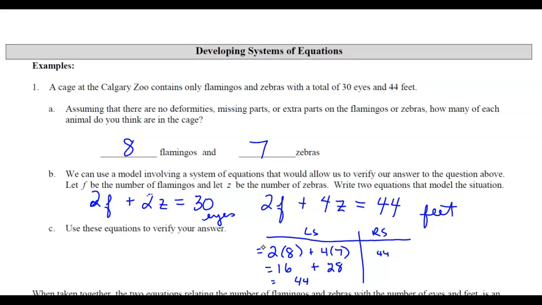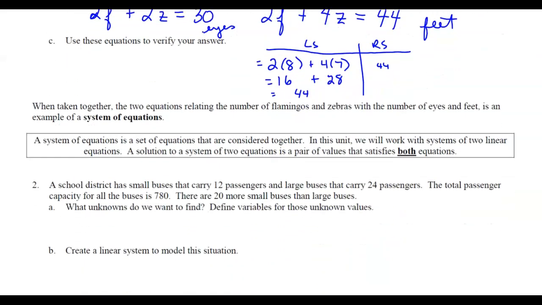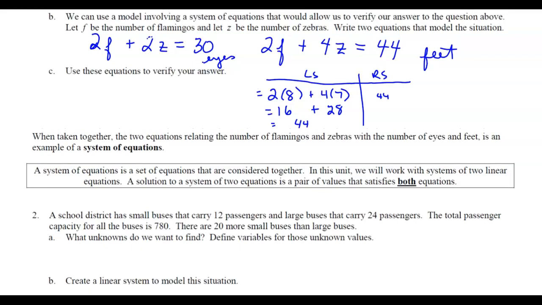But that was a guess. So I could have said 10 flamingos, that's 20 eyes, and 5 zebras, that would be 30 in total. But then if I put that in, 2 times 10 is 20, 4 times 5 is 20, and that would be only 40 feet, so that wouldn't work. So when taken together, the 2 equations relating the number of flamingos and zebras with the number of eyes and feet is an example of a system of equations.